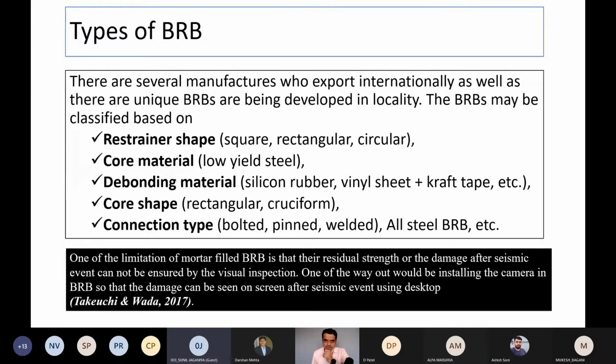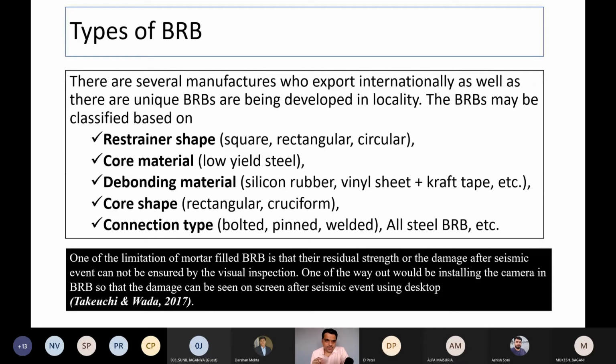Now see, when we talk about the steel core plate, there... I think there is some disturbance. Yeah, it's okay now.